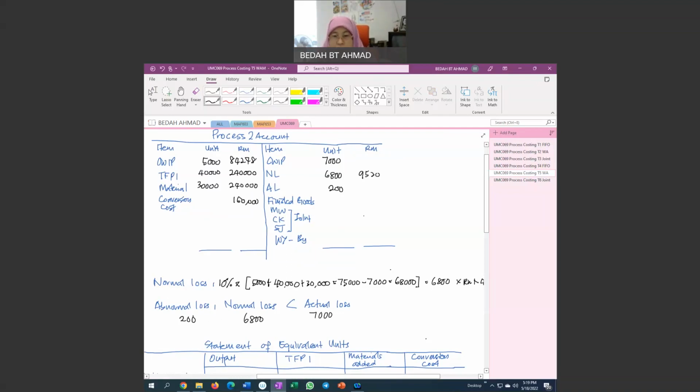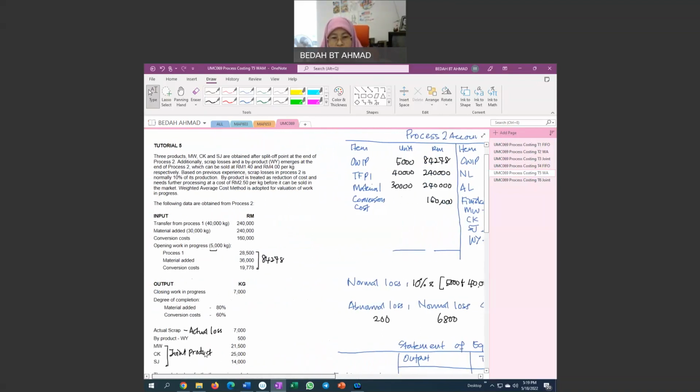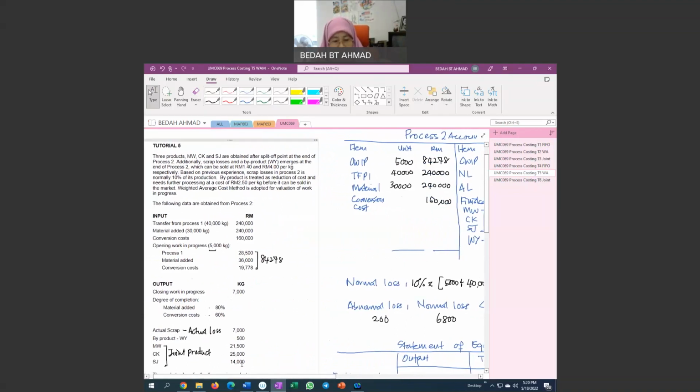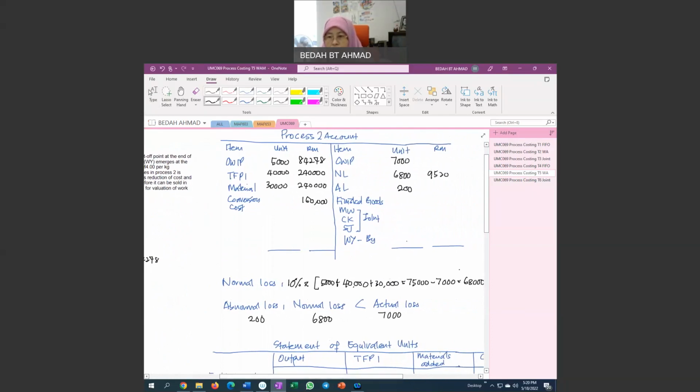And then we record the finished goods as per the question here: byproduct WY is 500, MW is 21,500, CK is 25,000, and SJ is 14,000.